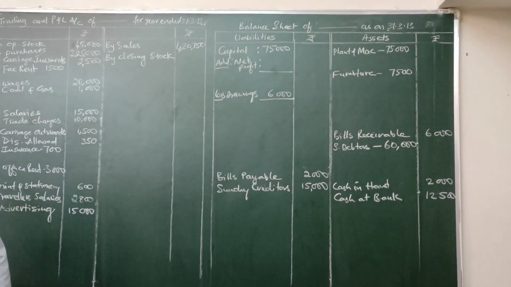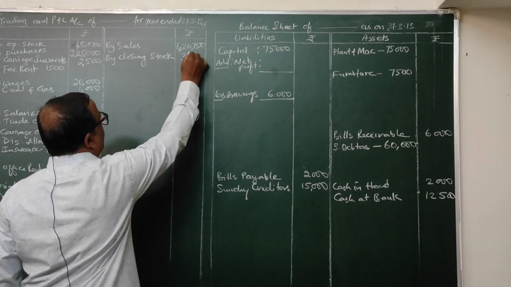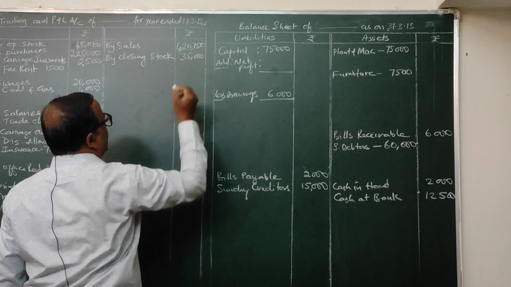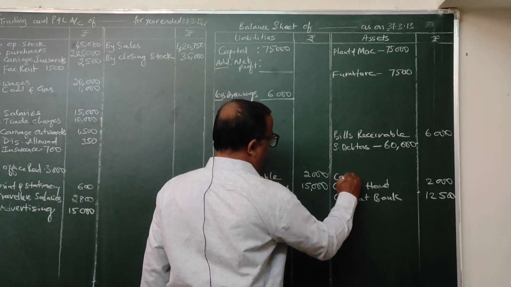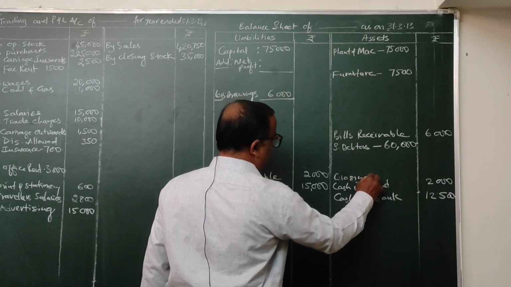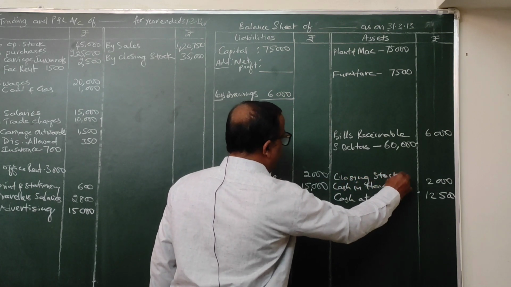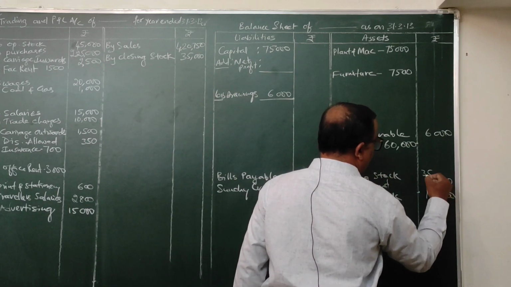Sorry, closing stock, trading account credit side, how much? 35,000 he said. So take 35,000 here. Then again, balance sheet asset side is a current asset. So what is that? Closing stock. So closing stock is how much? 35,000. So let's take 35,000 here.